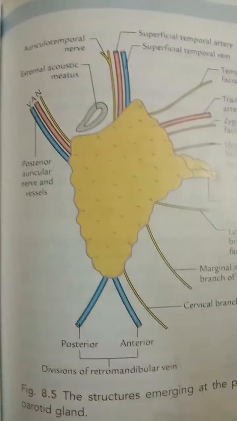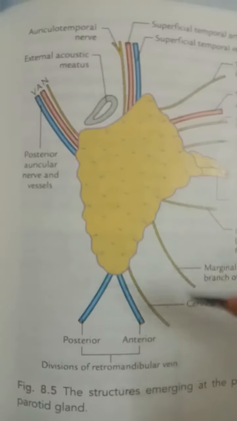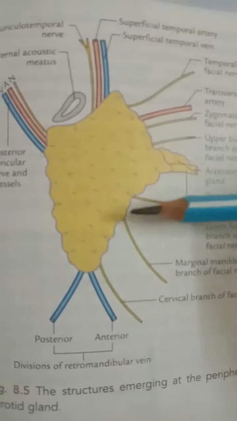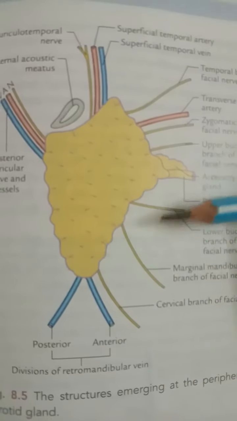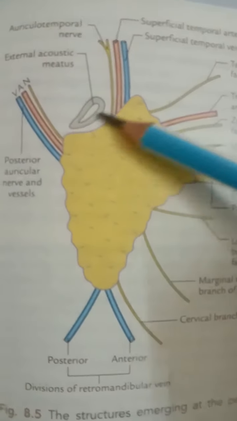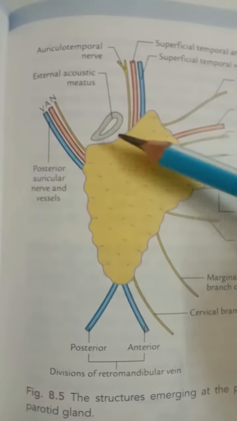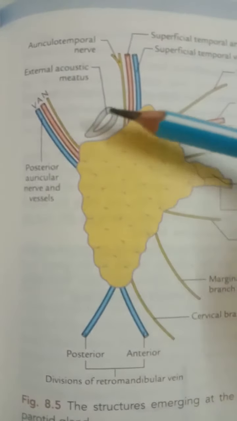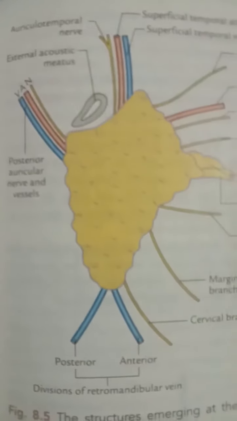Then the relations of the parotid gland. Then the apex, this one. It projects downwards, overlapping the posterior belly of the digastric muscle and adjoining part of the carotid triangle. Then the superior surface or the base, this one. It is concave and it is related to the external acoustic meatus and the posterior aspect of the temporomandibular joint.